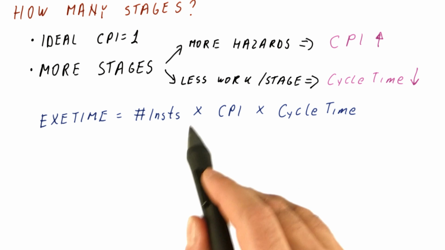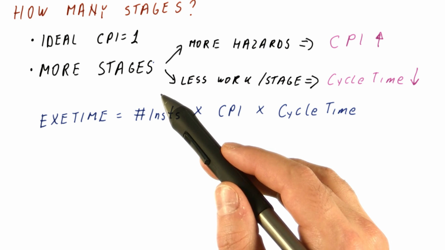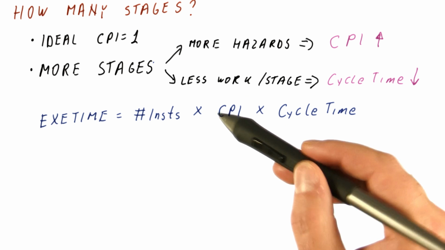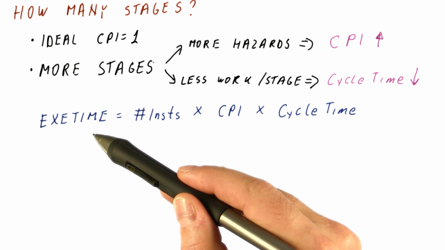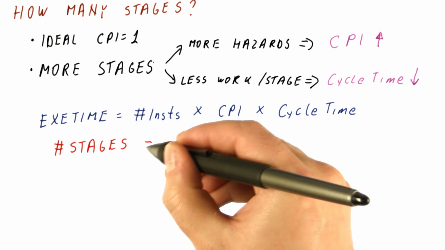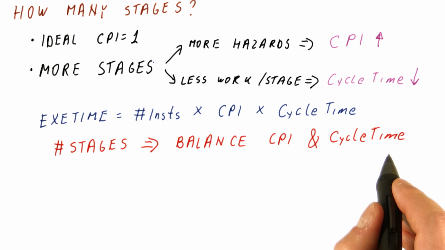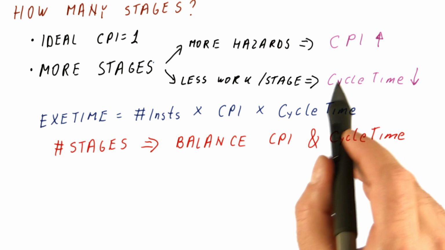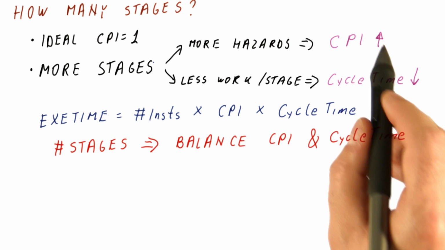If we have the same number of instructions, because we're just trying to figure out for the same instruction set whether we should have a processor that has more or fewer stages, if we increase the number of stages, our CPI goes up, which increases execution time, but the cycle time drops, which decreases execution time. So the number of stages needs to be chosen in a way that balances the CPI and the cycle time. You don't want to have too few stages, because then your cycle time will be too long, but you don't want to have too many stages, because then your CPI will be too high.